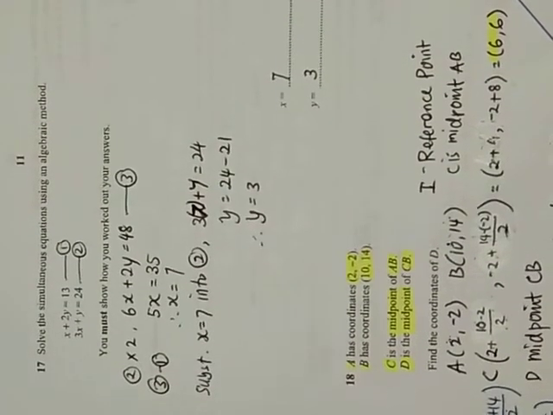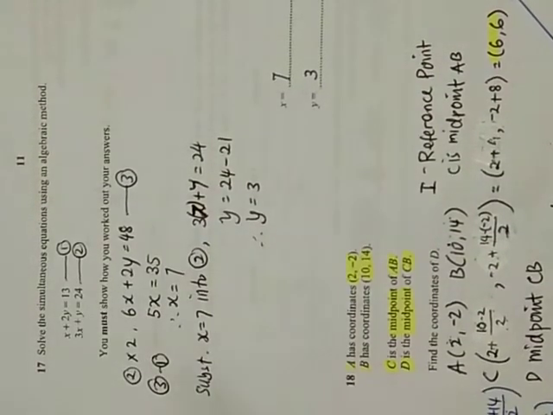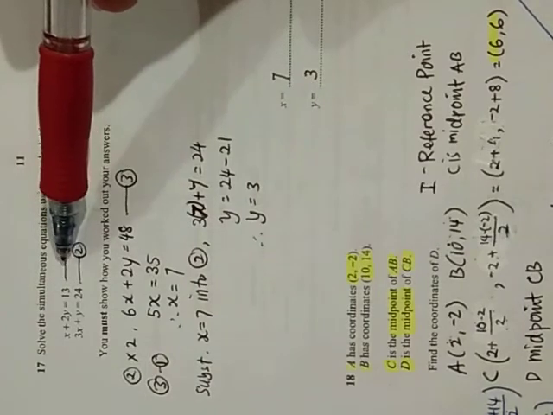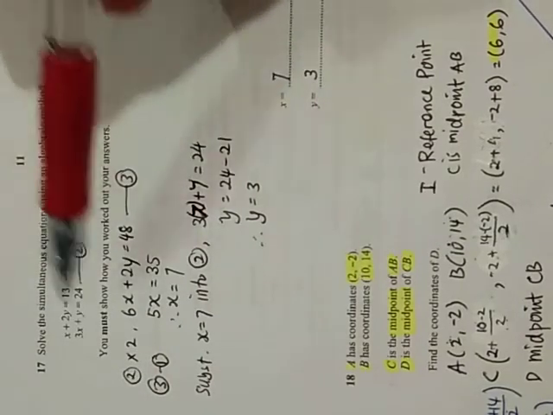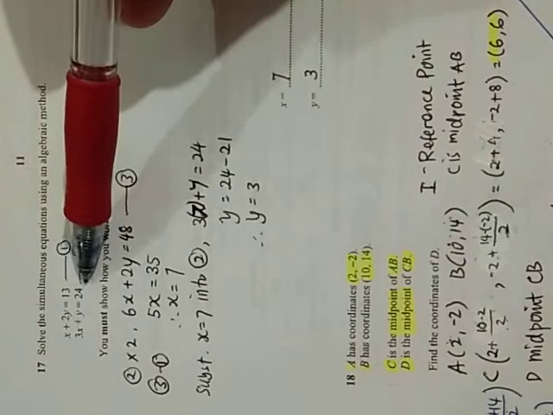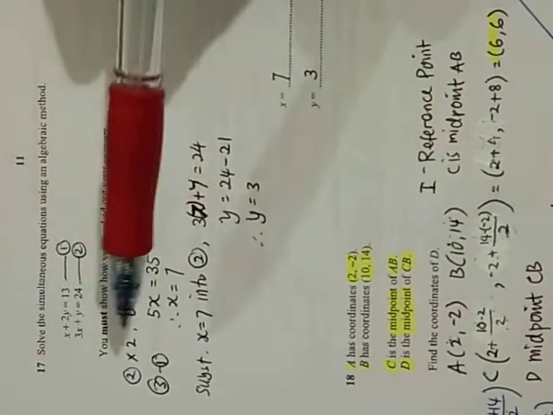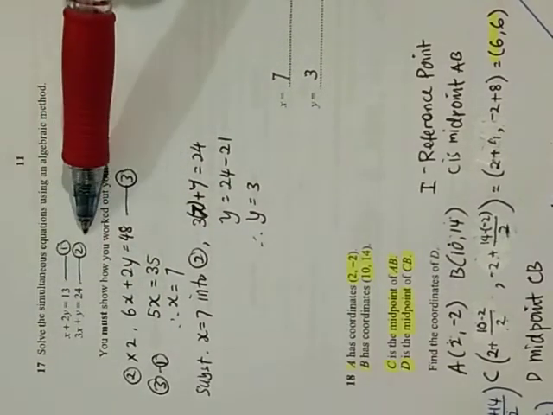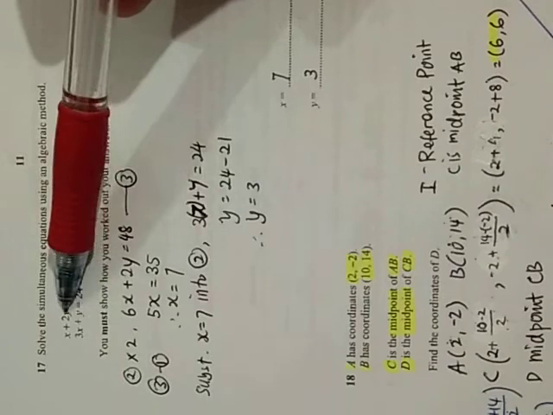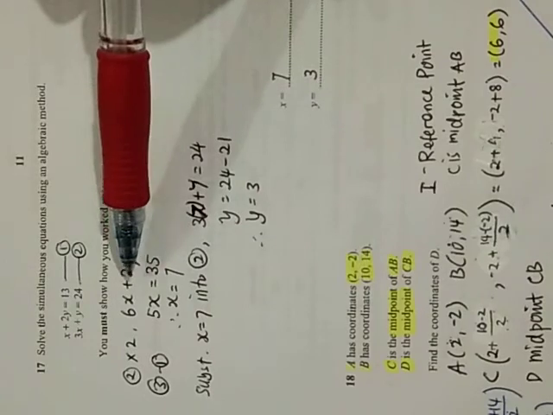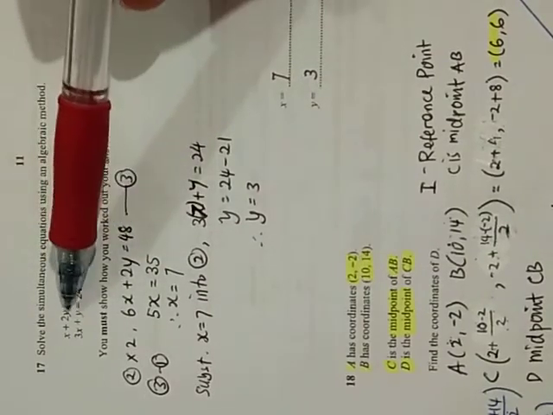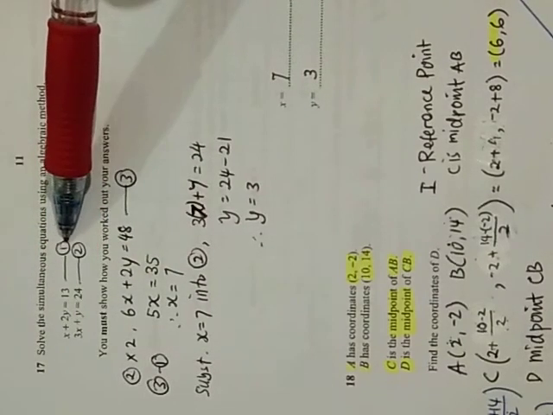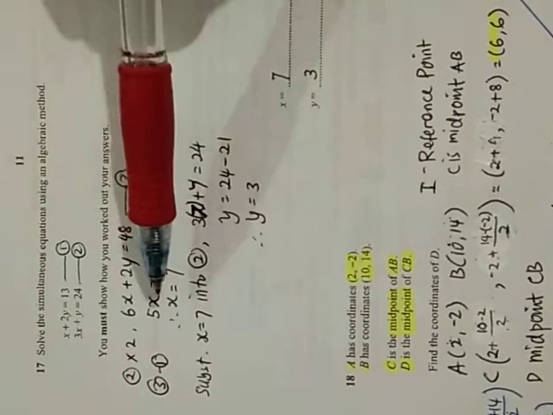Now, number 17, solve the simultaneous equations using an algebraic method. x plus 2y equals 13 is the first equation, and 3x plus 2y equals 24 is the second equation. I multiply the first equation by 2. I want to eliminate this y, so I make the y the same. And you get 6x plus 2y equals 48. You can also choose to multiply the first equation by 3, either way.